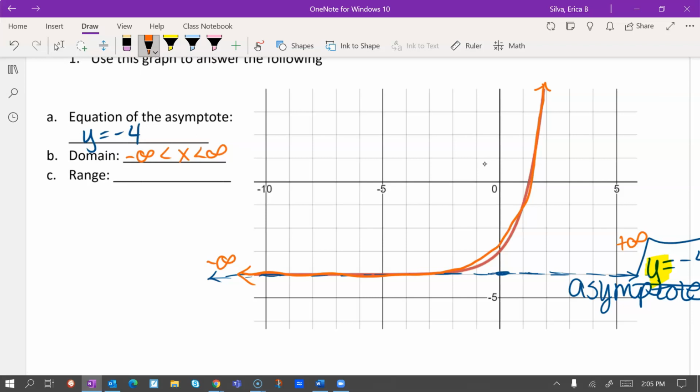But if we look at the range, if we look at all of the y values, all my y values are increasing all the way to positive infinity. But if we look at the starting point, where do my y values start at? -4. And they can't equal -4, so we can't put an equal sign in that inequality. So all my y values are greater than -4 and less than infinity.